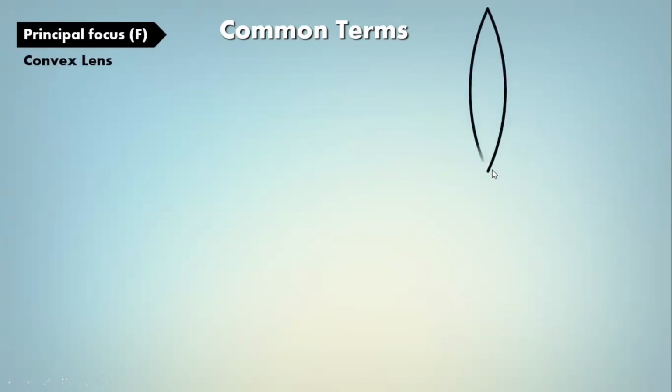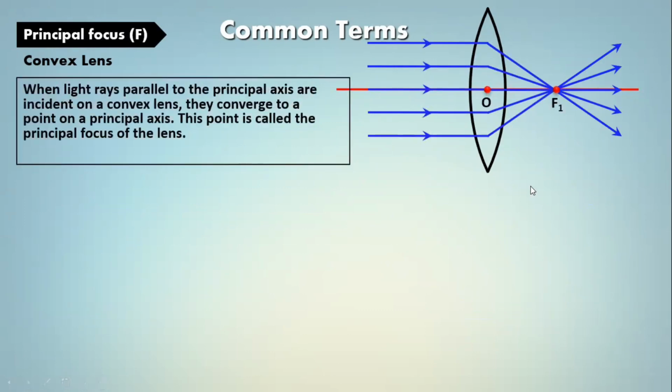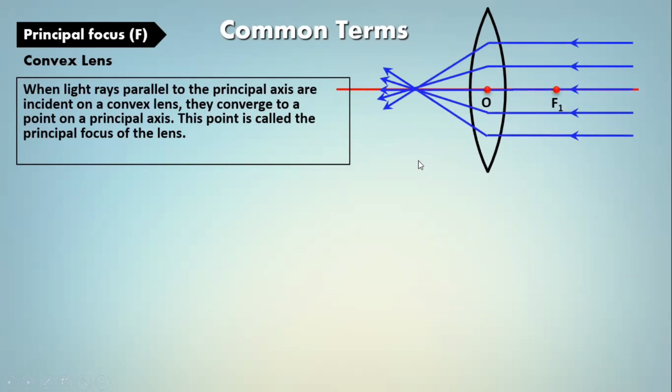We have always learnt about this term called focus, but now we are learning about it in a lens. For a convex lens, if you see, the focus is here. We had seen it before also. Light rays parallel to the principal axis are incident on the convex lens. These are the light rays. They are all parallel to each other. This is the principal axis in red. When they are parallel to the principal axis, they converge to a point on the principal axis. So they all come together and meet at this point on the principal axis. This point is called the principal focus. Even if it is from the other side, it is a principal focus.